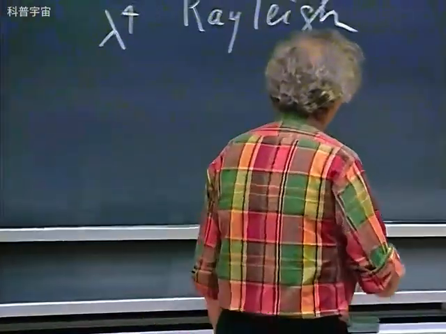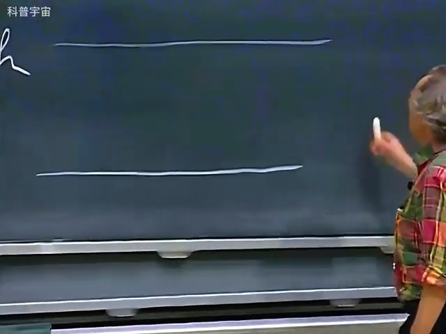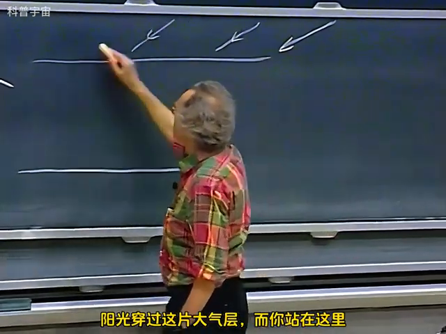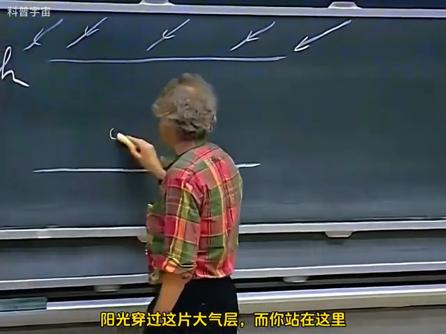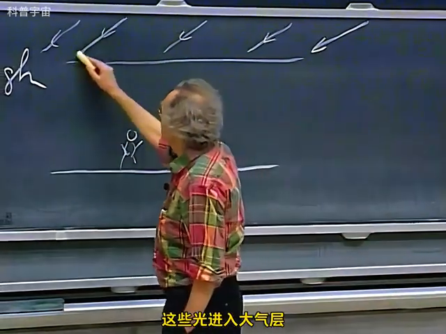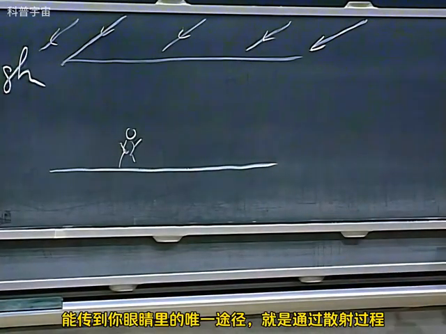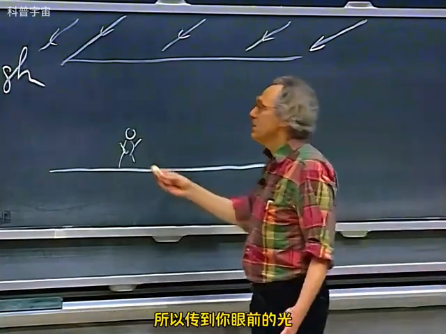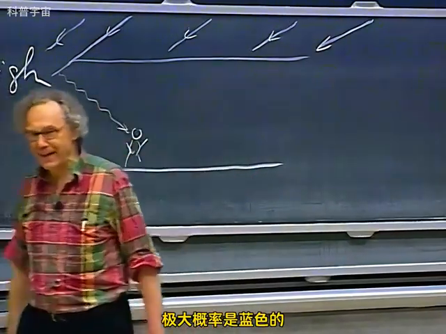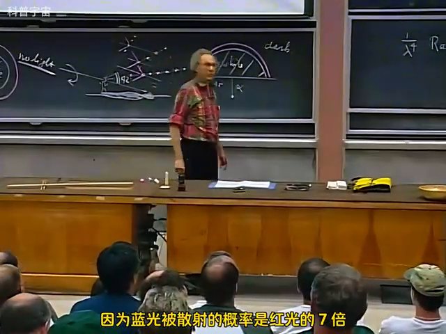So imagine now, you're here on the ground, and here's the atmosphere. And let's say the sun is in this direction. Sunlight comes in, hits the atmosphere everywhere in this direction, and you're standing here. Well, this light enters the atmosphere, and the only way it can come to you is through this scattering process. And so there is some light that comes to you. Very likely that that's blue, because it has a 7 times higher probability to be blue than red.